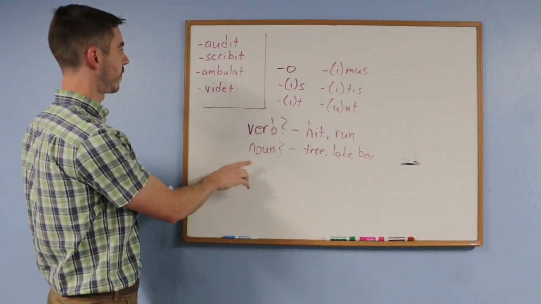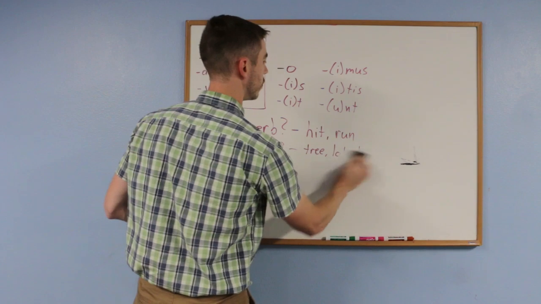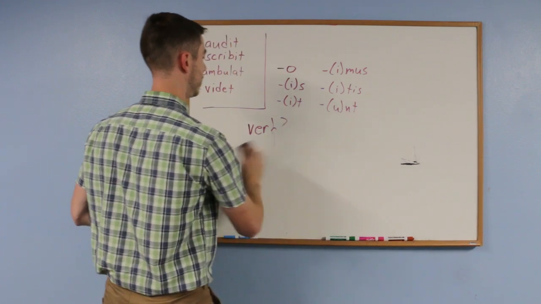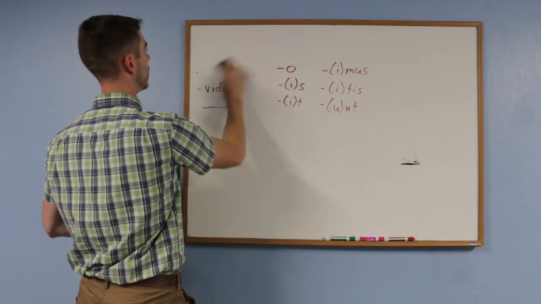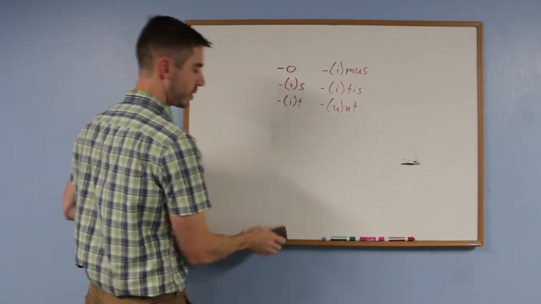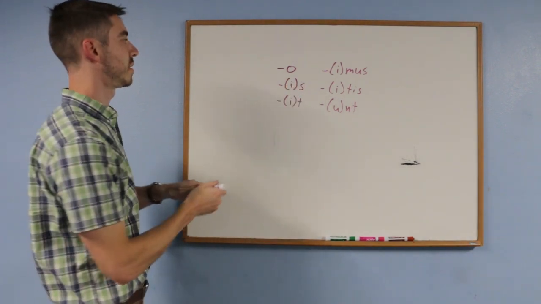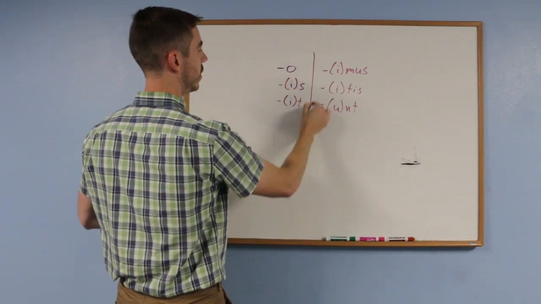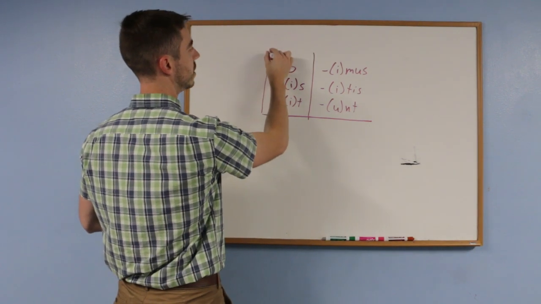So we've got verbs, we've got nouns. Here's some examples of our verbs. I'm going to erase these, and we're going to talk a little bit more about these endings. So remember, we have 6 endings for our present tense verbs. So we're going to divide this up into a box.